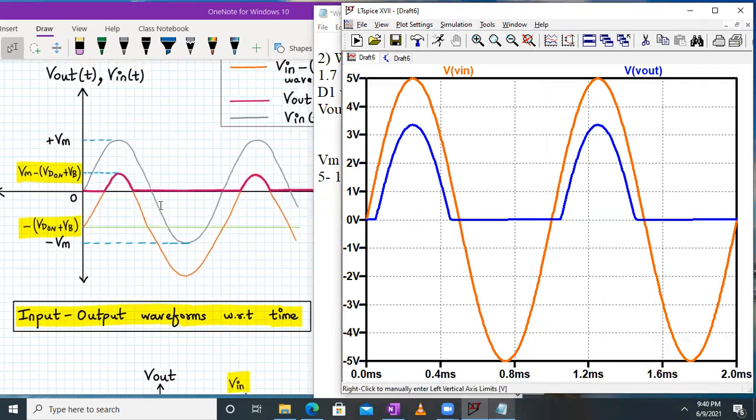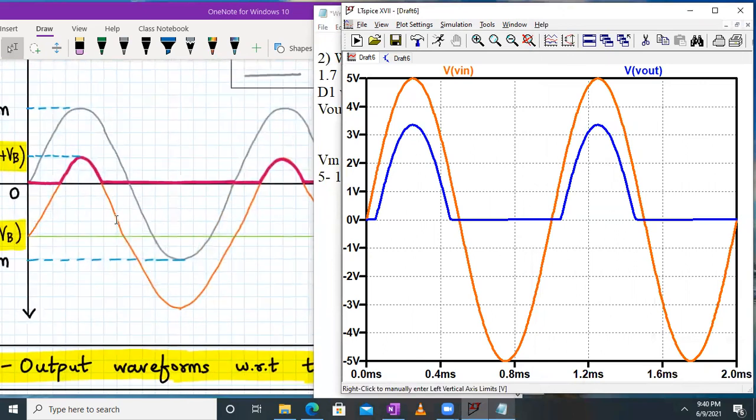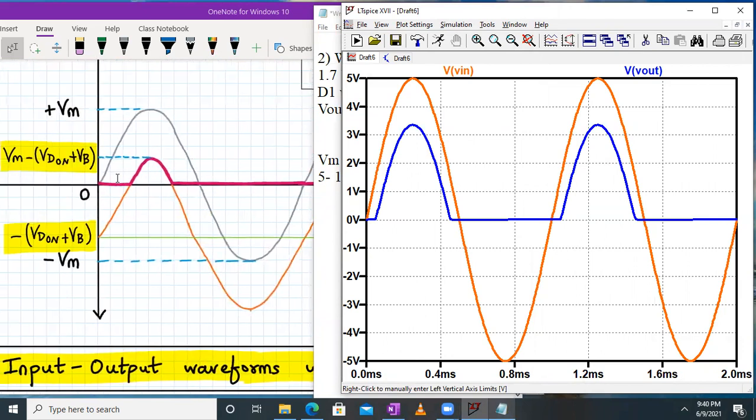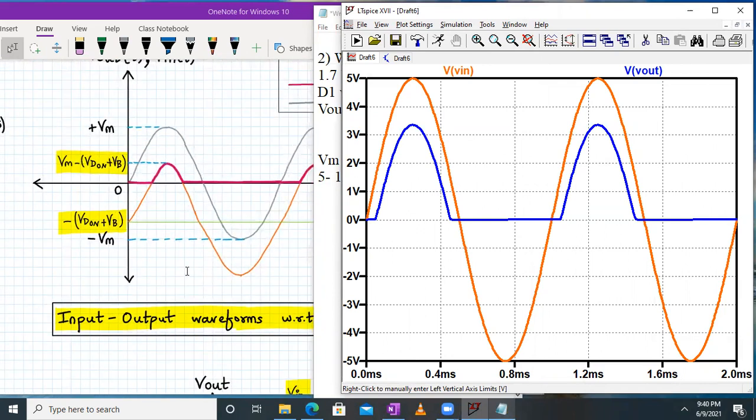Here, obviously, the clipping level and the tracking waveform, that is the orange color waveform, is not visible. Only the input and output are visible, and you also have to only concentrate on the input and output. But if you follow this procedure of drawing the input waveform first, then the tracking level, then the clipping level, then the tracking level, and then the output, you will not make any mistake.